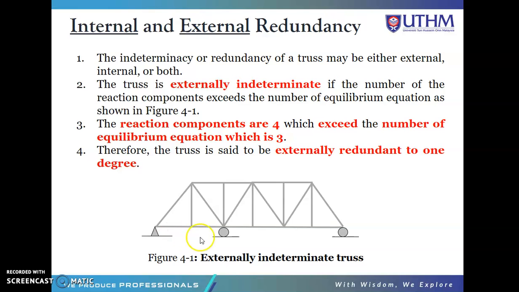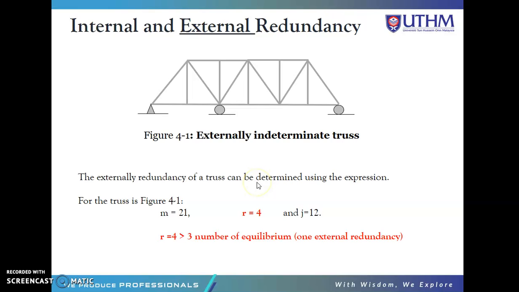External means we look at the supports. When the number of reactions is more than the number of equilibrium equations, it becomes externally indeterminate. In this case, the reaction components are 4: the pin has 2, and each roller has 1. So there are 4 reactions, which exceeds the number of equilibrium equations, which is 3. Therefore, the truss is said to be externally redundant to 1 degree.